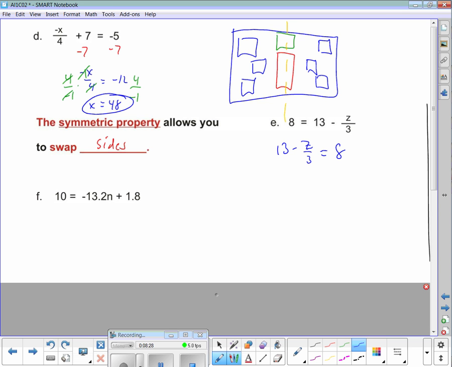Some people always like to solve with the variable on the left. Do you technically have to? No. Do you really have to use the symmetric property? No. I'm just introducing it to you because the course does. It allows you to swap sides, and the people who always like the variable on the left can do that very quickly and easily. So hopefully we're going to add a -13 to both sides.